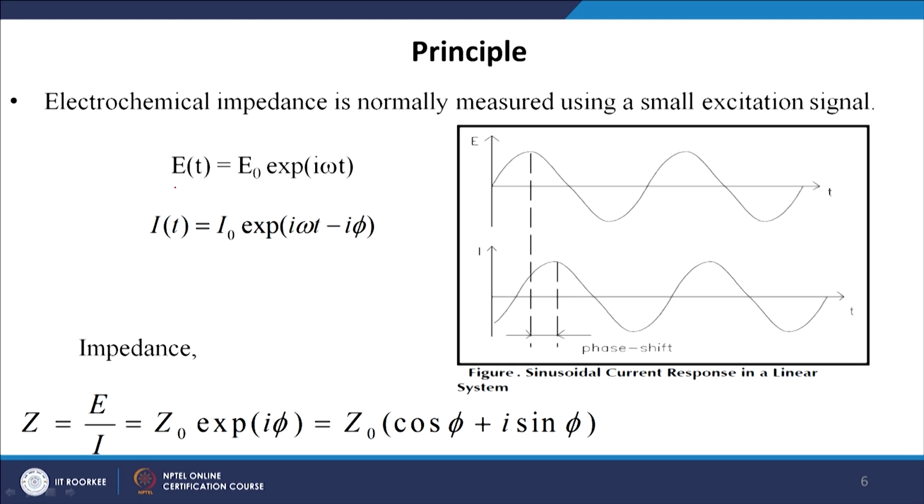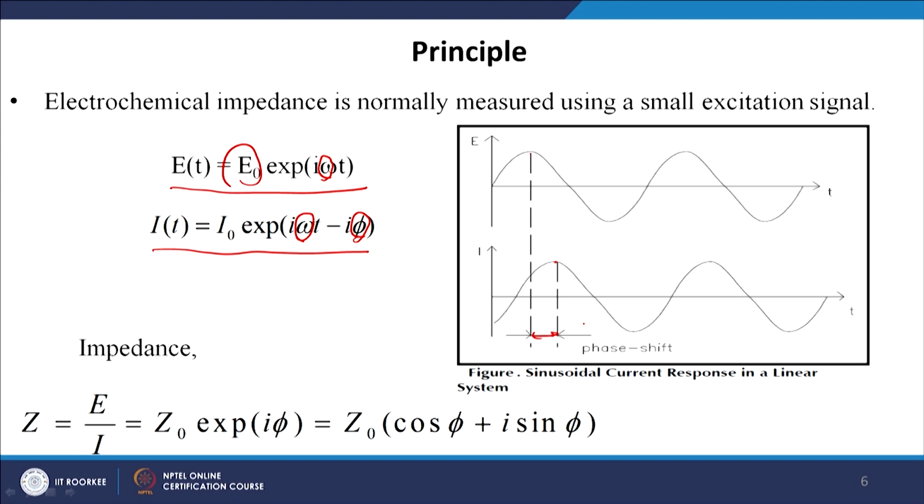Electrochemical impedance is normally measured using a small excitation signal. As an excitation signal, we are giving E(t) = E0 exp(i omega t), where omega is the frequency of the signal and E0 is the basic amplitude. I plot E versus t here and you can see that this is a sinusoid. The corresponding current will be I(t) = I0 exp(i omega t - i phi), so it contains the frequency of the excitation and there will be a phase shift. But still it is a sinusoid. You see that the trough and crest are displaced, the top position is here, but there it is here. So, there is a phase shift happening here.